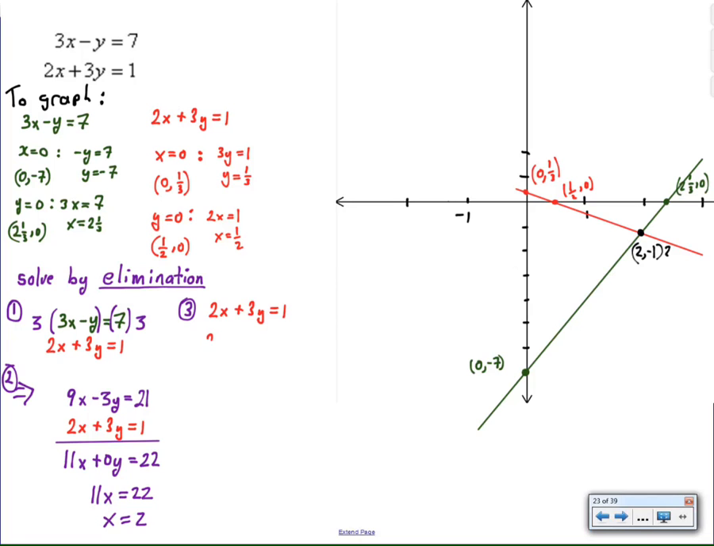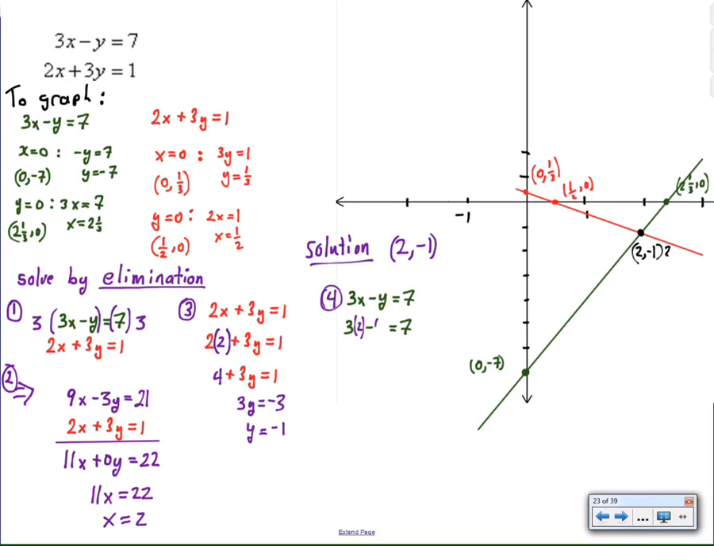Third step in the process, now go back to one of my equations, substitute 2 for x right there, and find the value of y. y is -1. So now I know the solution is 2, -1, just like it was before, and the same as before, I'm going to check using the other equation to make sure that that's right.